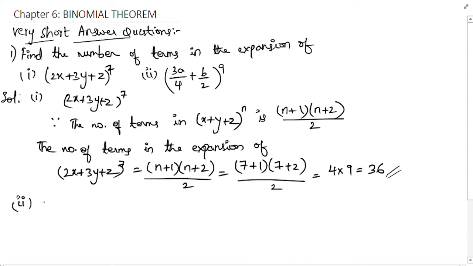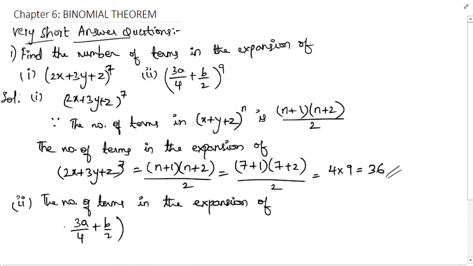Now we'll move on to the second bit, that is (3a by 4 + b by 2) whole power 9. So here the number of terms in the expansion of (3a by 4 + b by 2) whole power 9 will be n + 1, that is equal to 9 + 1, that is equal to 10. So this is the second bit answer.